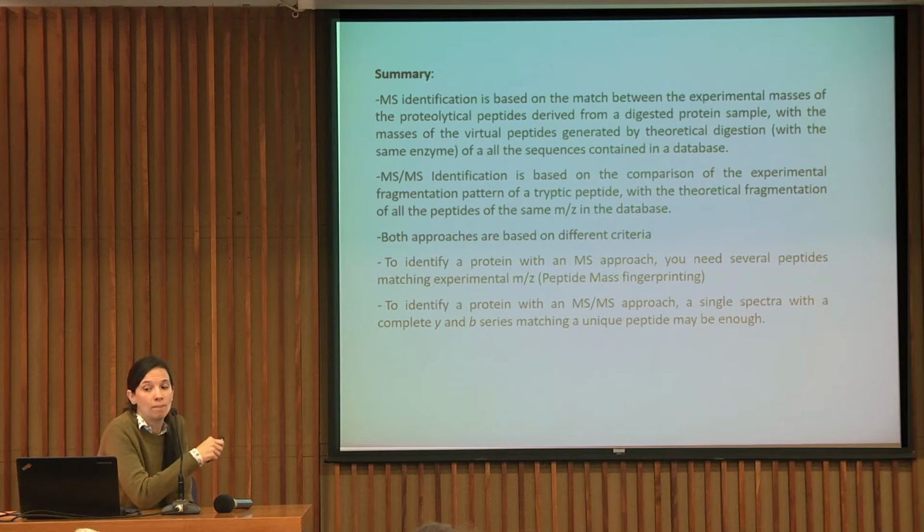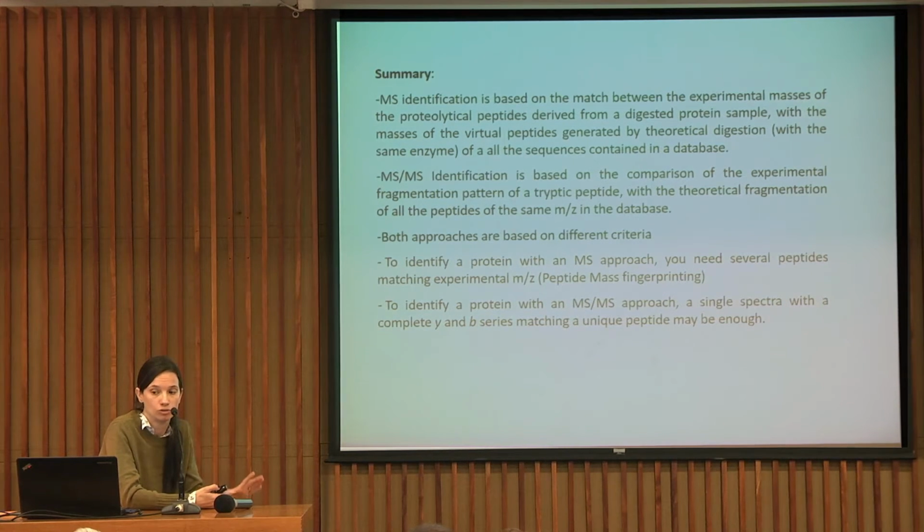So to summarize, MS identification is based on the match between the experimental masses of the proteolytic peptides derived from a digested protein with the masses of the virtual peptides generated by theoretical digestion with the same enzyme that we used experimentally of all the sequences contained in a database. MS-MS fragmentation is based on the comparison of the experimental fragmentation pattern of a selected tryptic peptide with the theoretical fragmentation of all the peptides of the same M/Z in the database.